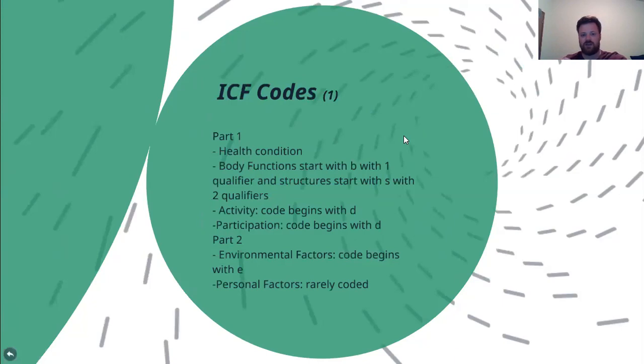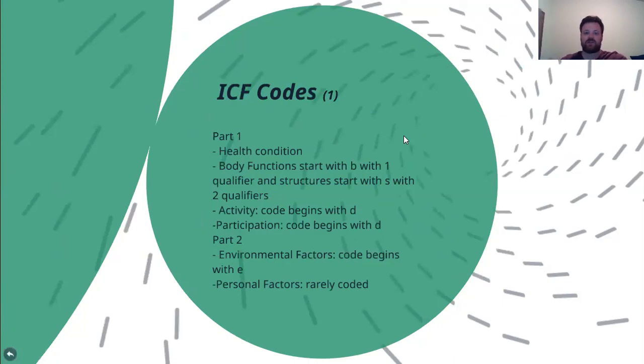And then we're going to go into activity. This code begins with D. This one has one qualifier, the amount of participation restriction. So, are they able to walk around for an extended amount of time, climb stairs, things along that realm outside of the sport.